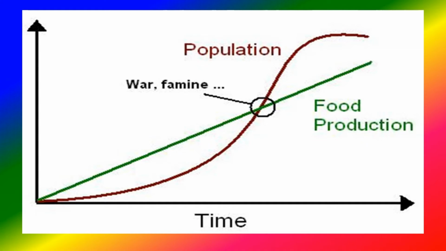Look at this graph. X-axis represents time, Y-axis represents food production and population growth. Green in color is food production, red in color is population growth. This is the break-even point. The population is more than food production, which means overpopulation due to war and famine.